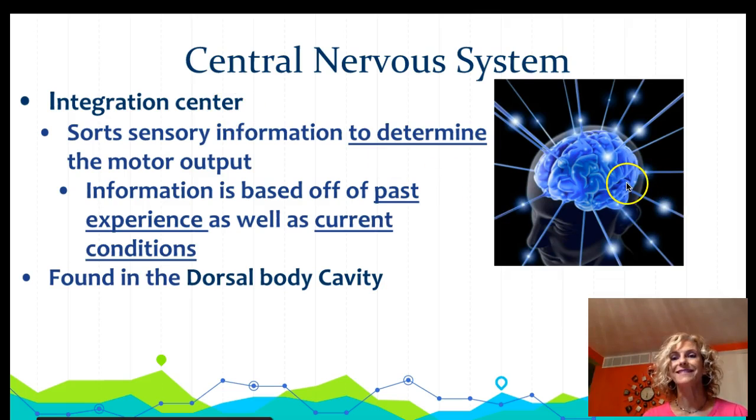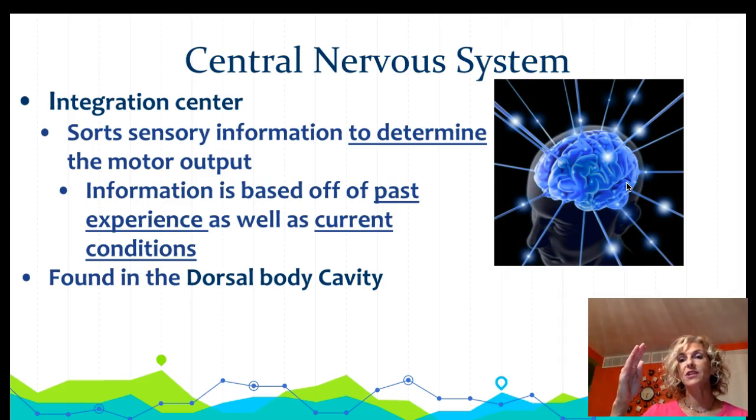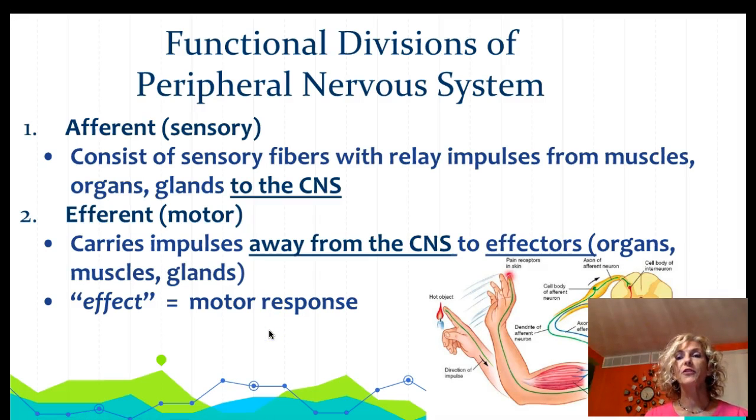That brain, your thinking component, right? We know that the brain allows us to make decisions. So sensory information is going to go in, and your brain is going to do the interpretation, the integration, the decision making, and then we're going to send that information out through the motor components. The brain and spinal cord are found in the dorsal body cavity, which we know is our cranium and our vertebral column. The peripheral nervous system we can divide up lots of ways.